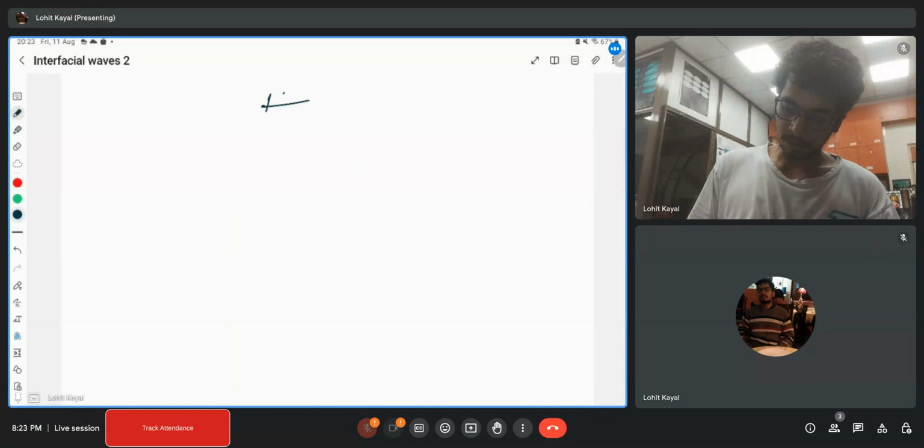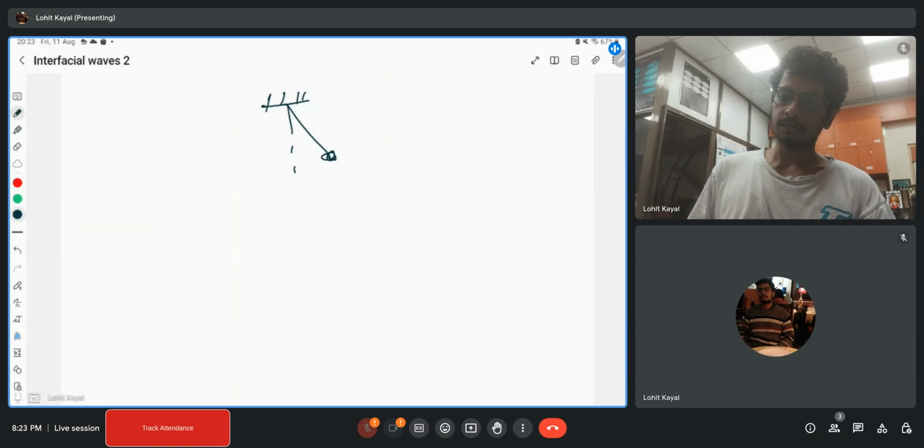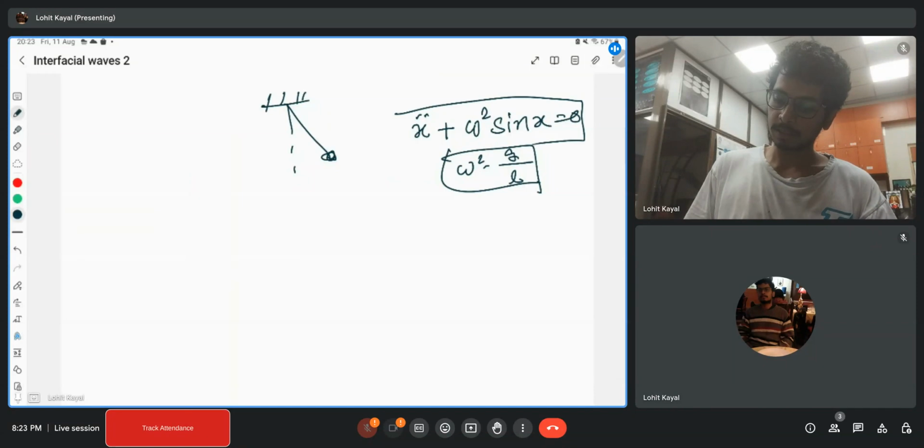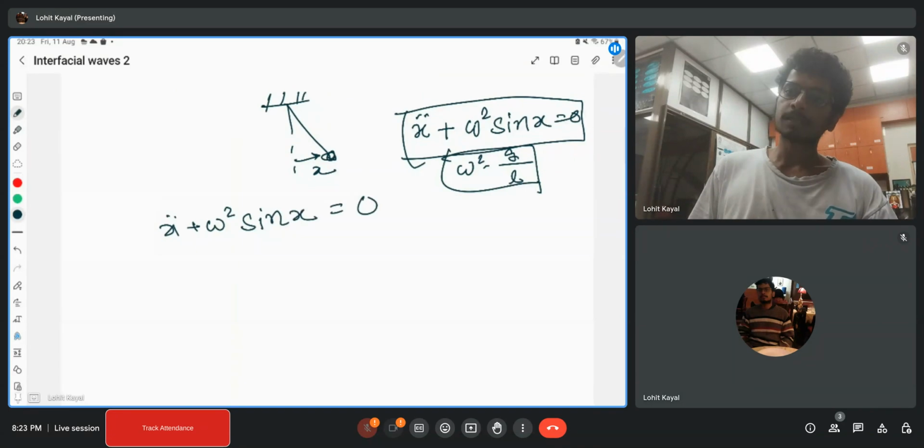The basic example of a nonlinear oscillator is just a simple pendulum. What is the equation for it? It has an equation like x double dot plus omega square sine x, right? Here omega square is g by l, something like that. Okay, you can find it. But this is the basic structure of your pendulum equation: if your displacement is x, the equation is x double dot plus omega square multiplied by sine x. Now this is a nonlinear equation.